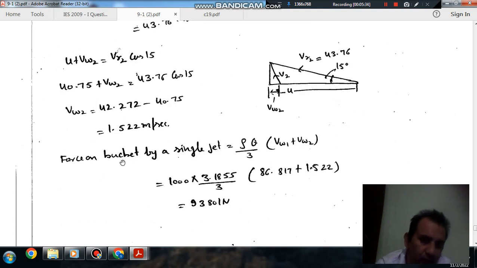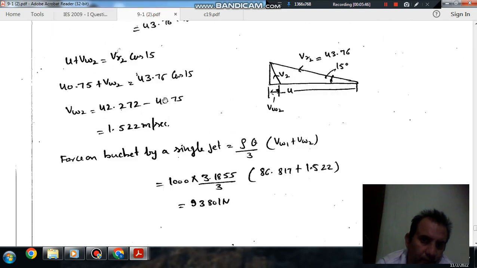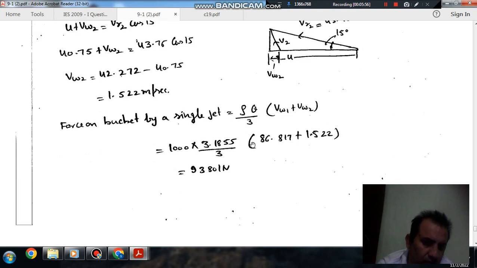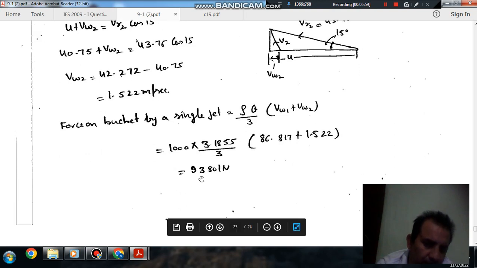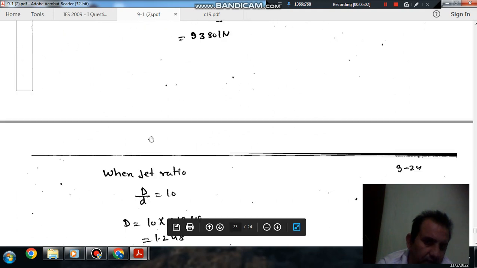And force on bucket by each jet, because we have to find out the force exerted by a single jet, will be rho Q by 3 into VW1 plus VW2. VW1 we have calculated, VW2 we have calculated, and rho is known and Q is known. So this will be 93801 Newton, force exerted by a single jet.